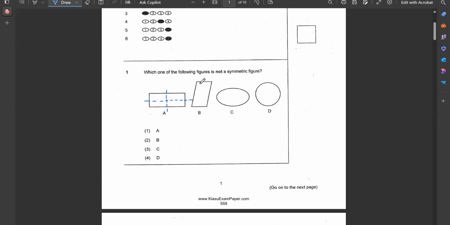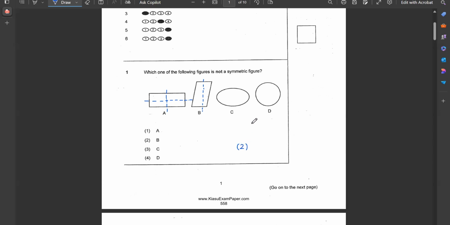Okay, now let's look at B. B, this shape, all right, if you cut it in the middle like this, be careful. This is not a symmetric figure because you notice the left side does not reflect exactly on the right hand side. Okay, remember mirror image. So this side is bigger, whereas on the right hand side, the top here is bigger. So in this case, your option should be option 2.